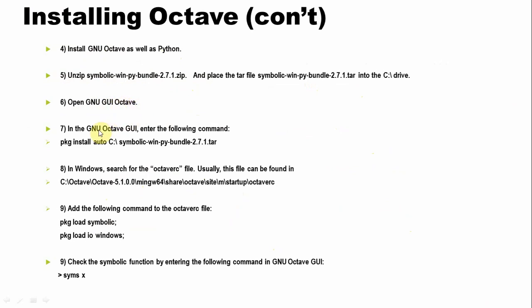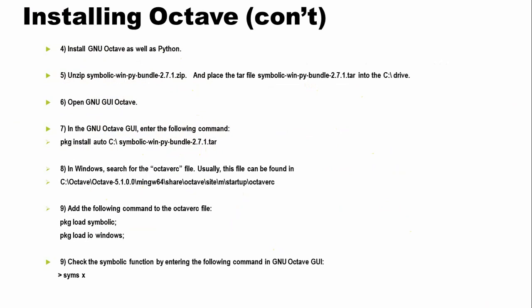And in the GNU Octave GUI, enter the following command to install the symbolic Python library tar file. By the way, it only accepts tar file. If you don't know anything about tar file, you better take a look at some website. Do a Google search. It won't accept zip file.